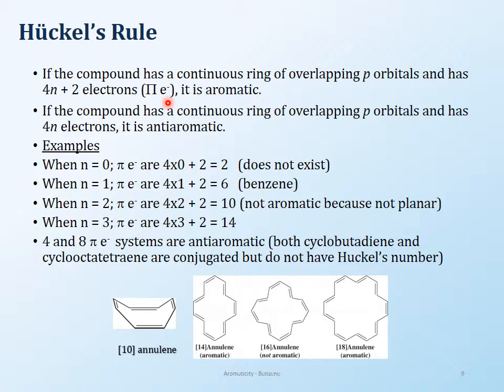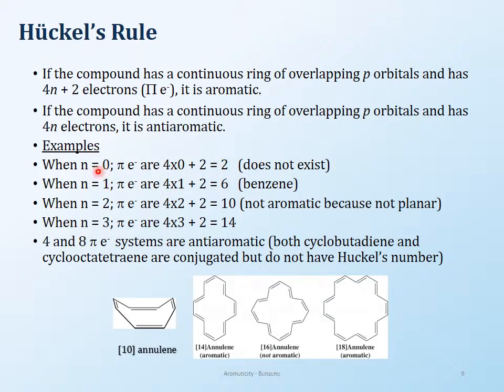All right, so there should be a continuous ring of overlapping p orbitals. Each carbon needs to have a p orbital, whether it is hybridized or unhybridized, it doesn't really matter. In 4n+2, n can be 0, 1, 2, 3, 4, 5, 6, any number after that. But n can also be 0. So let's see what numbers we come up with.